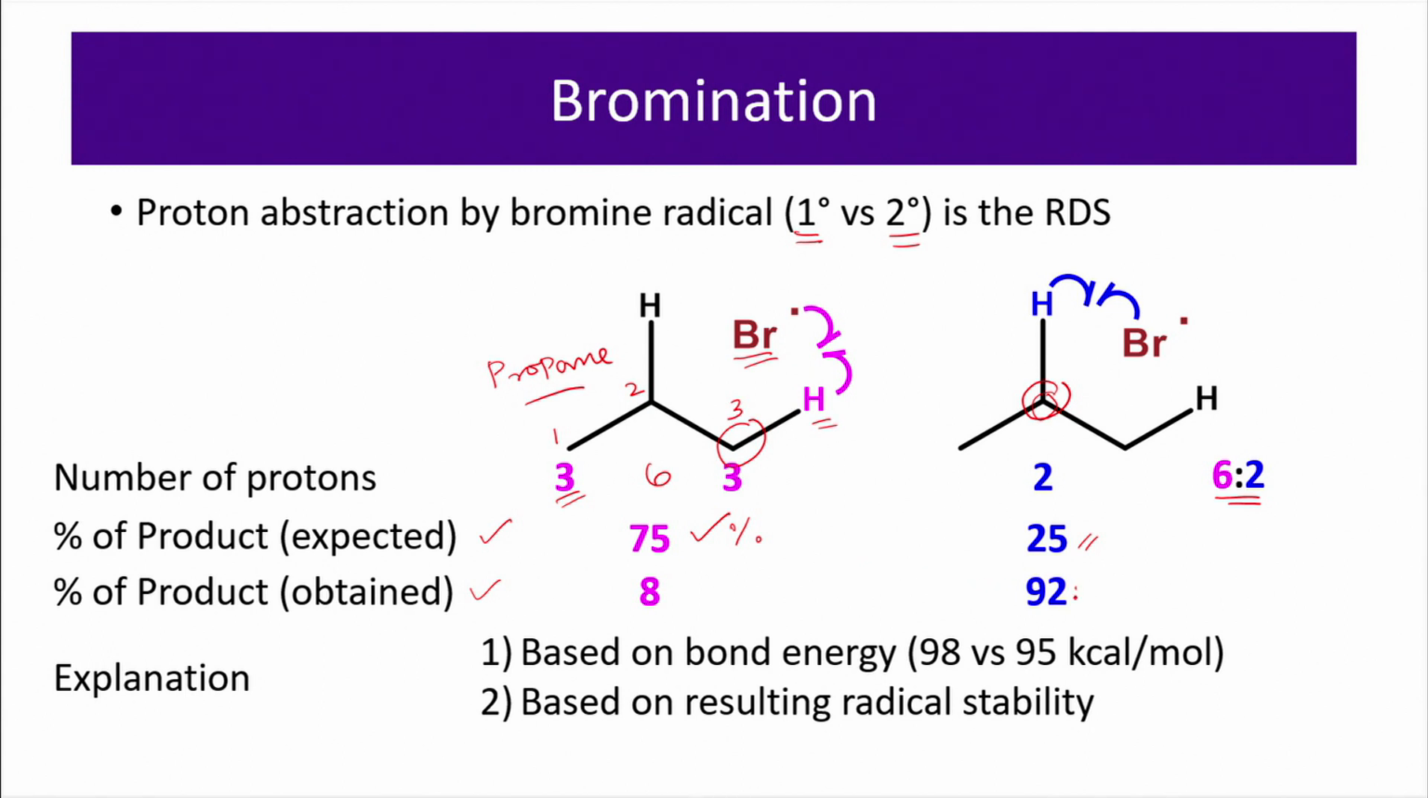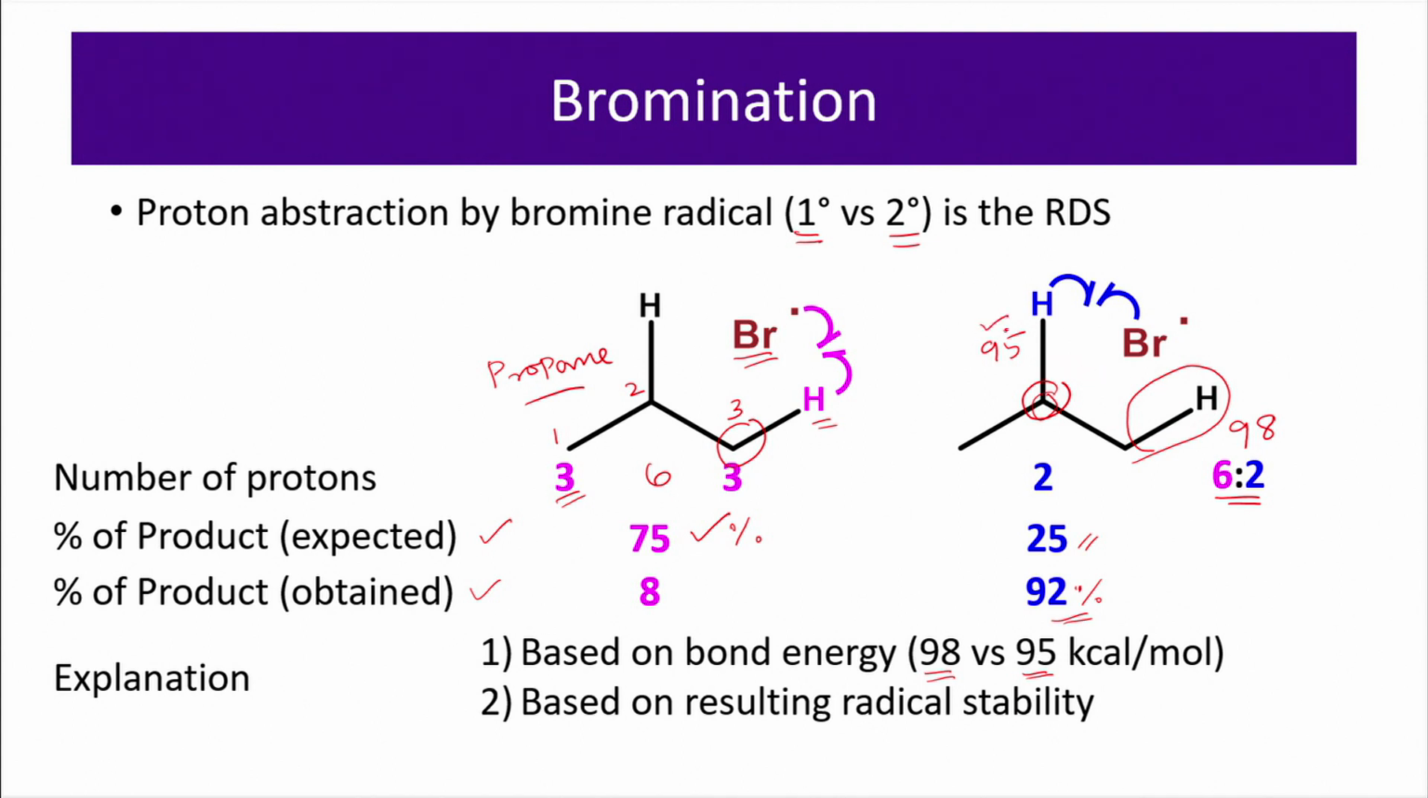So, for the internal one, we have 92% of the product formed by the internal abstraction and not by the terminal abstraction. So, why, or what is the reason for that? The first one is, as we have seen, the bond dissociation energy, which is crucial. So, there is a difference between the CH bond broken here, which is 98, versus this particular bond, which is 95 kilocalories per mole. So, this is the difference, that is one of the reasons.